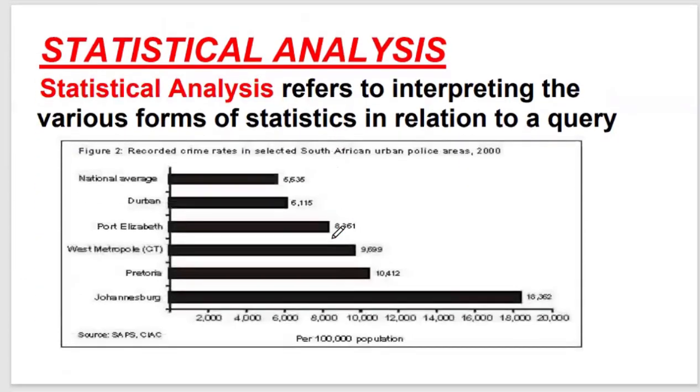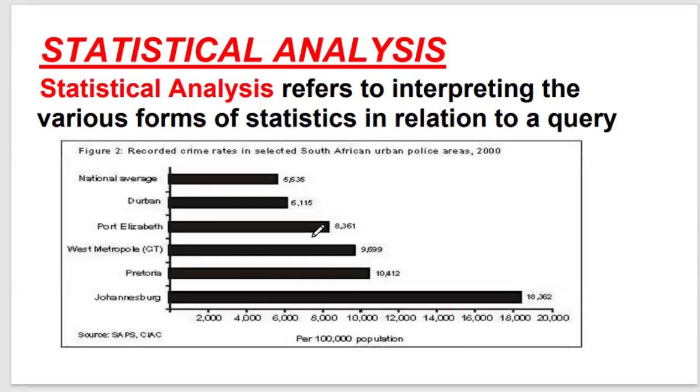Then statistical analysis is also another concept in GIS. It refers to interpreting the various forms of statistics in relation to a query. A query, we are saying we have a question. So if we have a question, for us to get the answer, we have to do statistical analysis. We are interpreting the various forms of statistics in relation to a query. For example, here, recorded crime rates in selected South African urban police areas as of 2000. We want to figure out, our query is which province has got the highest crime incidences or crime rates. That is our query. So we have to go to the statistics and do a statistical analysis.